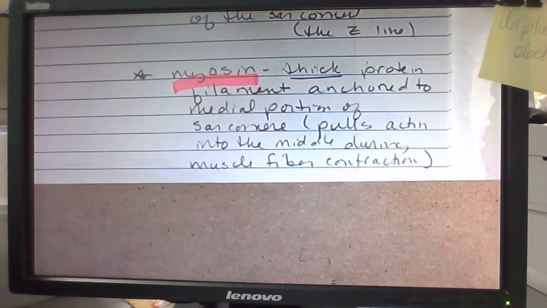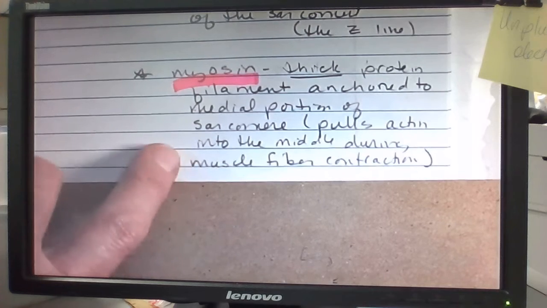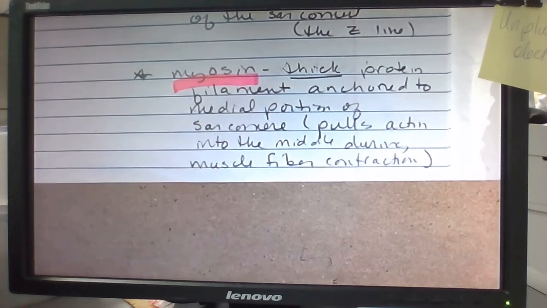So since myosin is anchored in the middle, it's what basically pulls the actin into the medial area during that muscle fiber contraction.